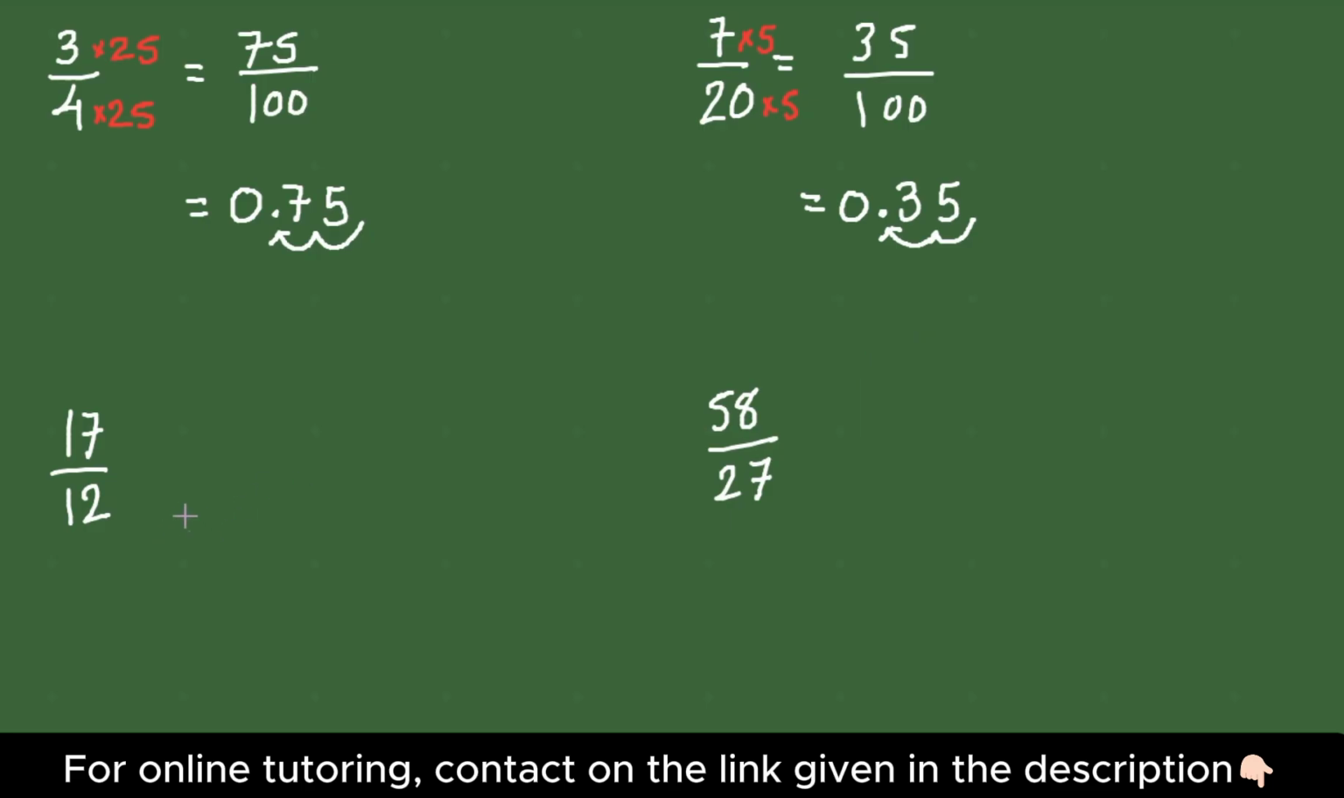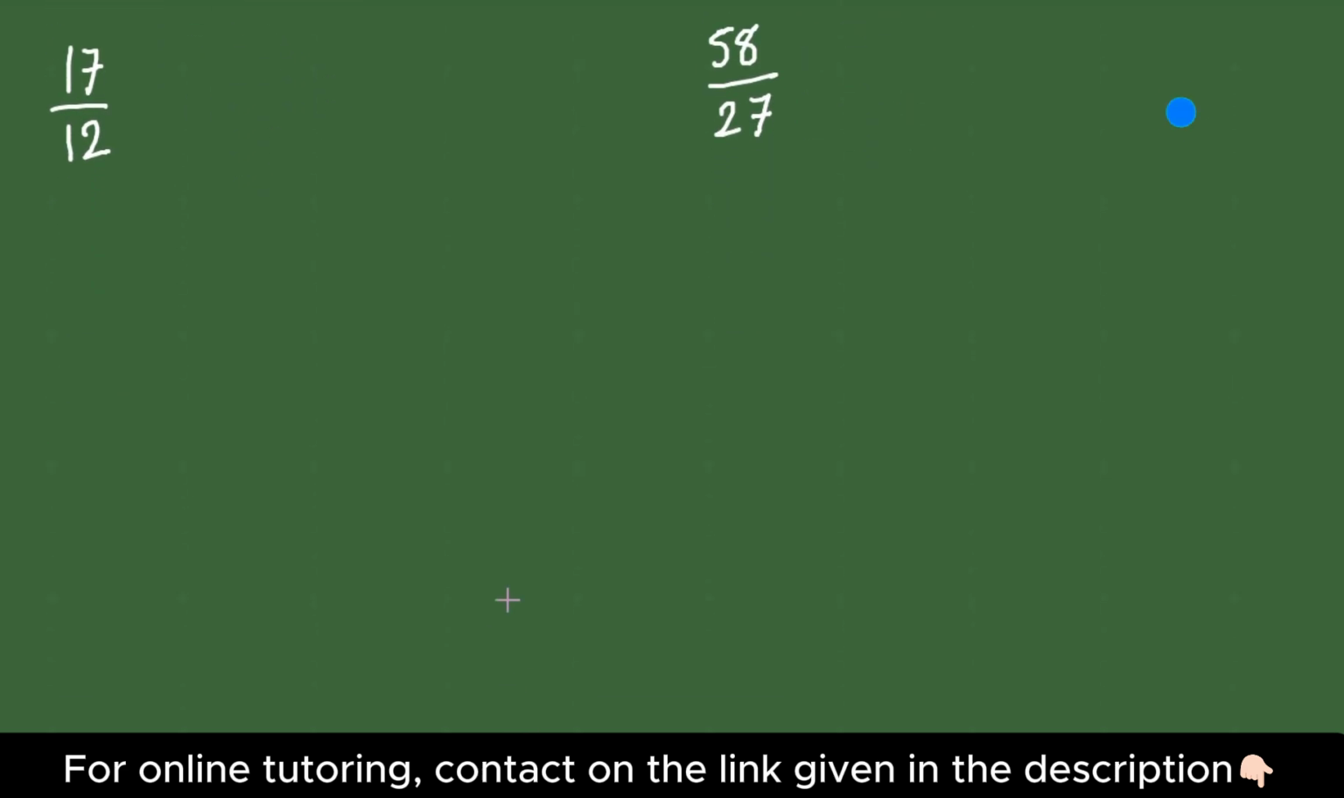Now the next fraction is 17 over 12. We cannot get 100 in the denominator by multiplying any number to 12. So in this case we will perform the long division. Let us divide 17 by 12.